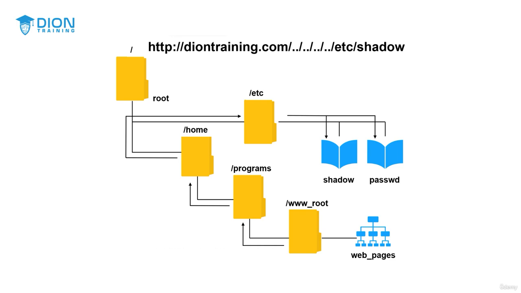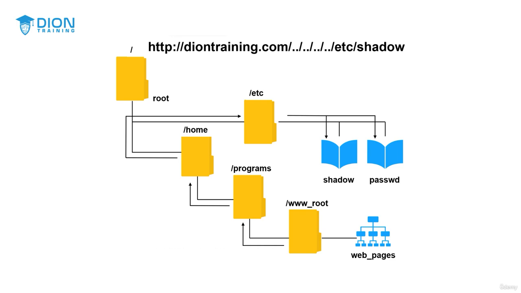Well, if we start with diontraining.com, that's going to load index.html or index.php from the web pages. That's that blue thing in the bottom right corner. Now, when I go .., I go up into the folder above it. And then .. goes again up into the folder above it. .. goes up into the folder above it. .. goes up into the root directory now. And then I go /etc down into the etc folder. And then /shadow, I'm going to try to read that shadow file. That's what they're doing here. That's what a directory traversal is.